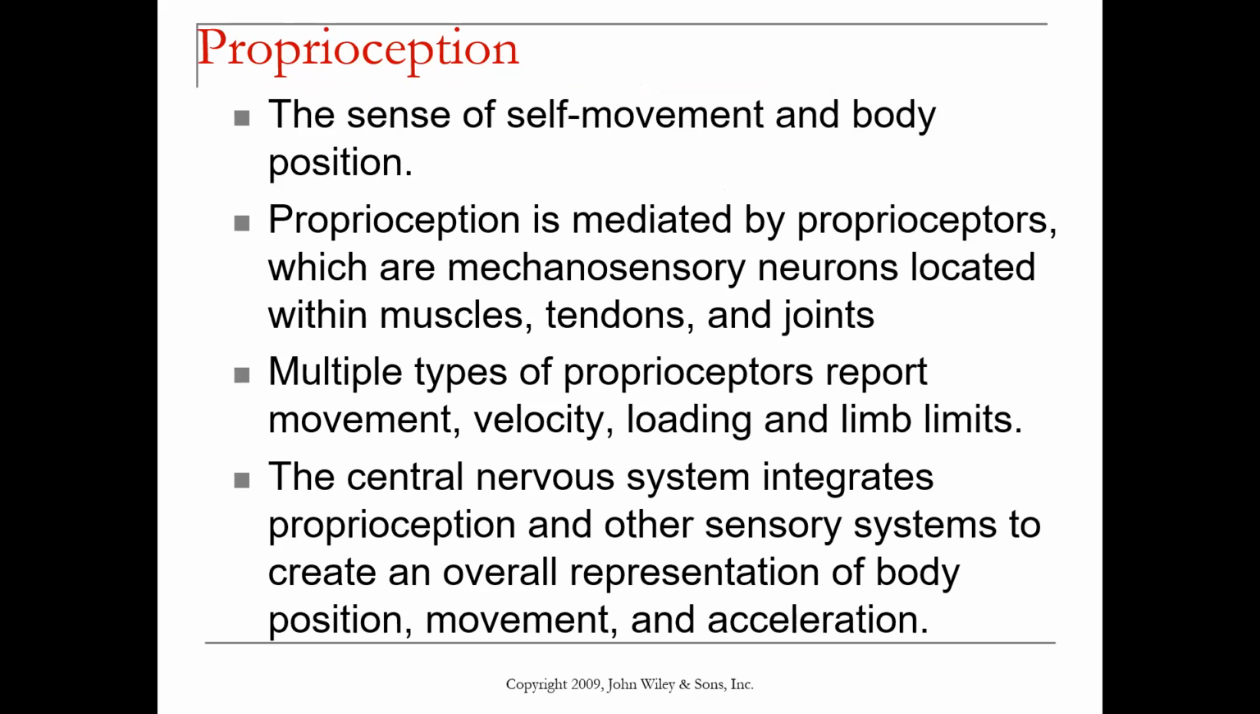Proprioceptors are embedded in the muscles, the tendons, and the joints. They tell us how fast our arms and legs are moving, with what velocity, what kind of force we're using, and what are the limits of our arms and legs. We interpret the stimulus coming from the proprioceptors as well as our equilibrium and touch and pressure and pain and stuff like that to tell us where we are, what we're doing, and are we moving? Are we accelerating? Are we slowing down?